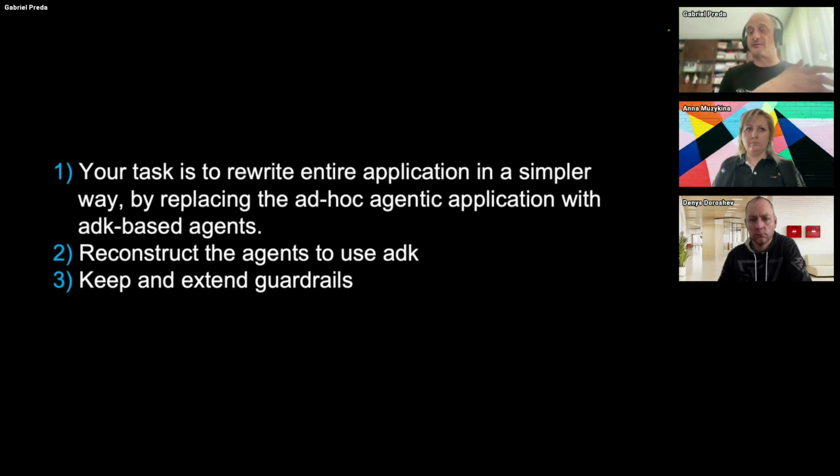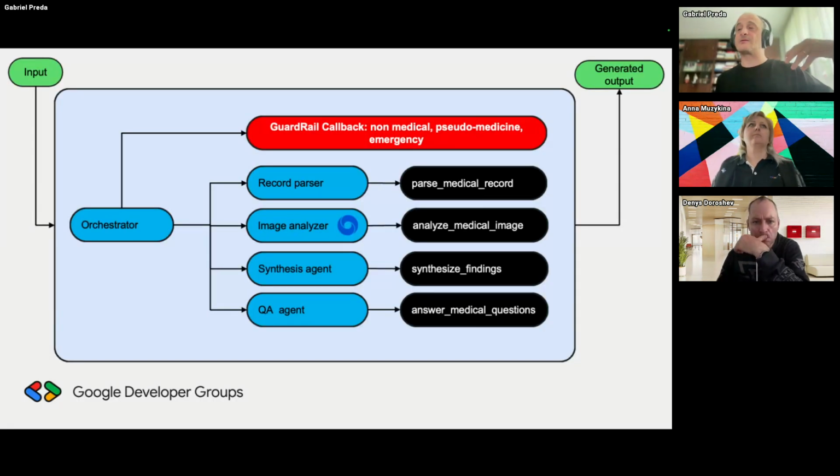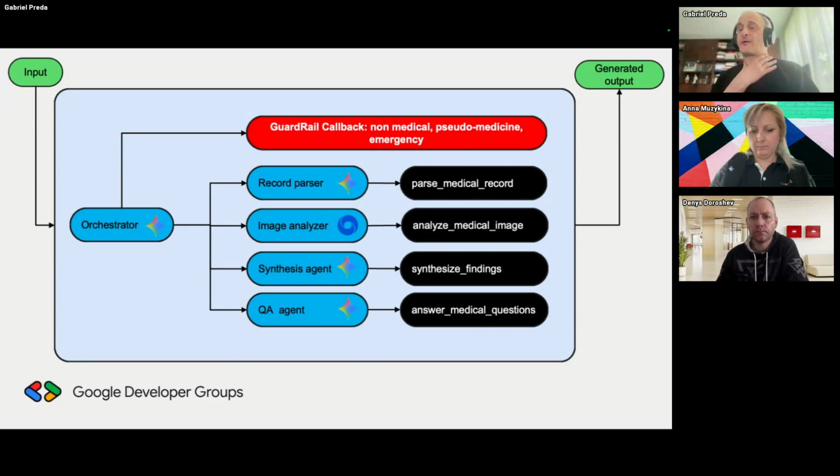I didn't want ad hoc agents anymore. I wanted everything to be built around ADK. And I also wanted to keep and extend the guardrails, but if possible, in a simplified version. Here you see the new schema of the application. We have an orchestrator agent which uses 4 agent tools: a record parser, image analyzer, synthesis agent, and Q&A agent, and each of them will have tools.